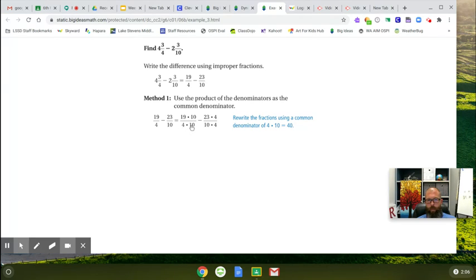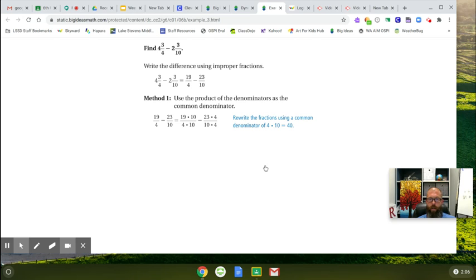Since I'm multiplying 4 times 10, I also have to multiply 19 times 10. Because I did it to the bottom, I have to do it to the top. Okay, and now if I wanted 10 times 4, since I'm multiplying 10 times 4, I also have to multiply 23 times 4. If I do it to the bottom, I do it to the top. So I'm rewriting them with the denominator of 40, which is multiplication here.